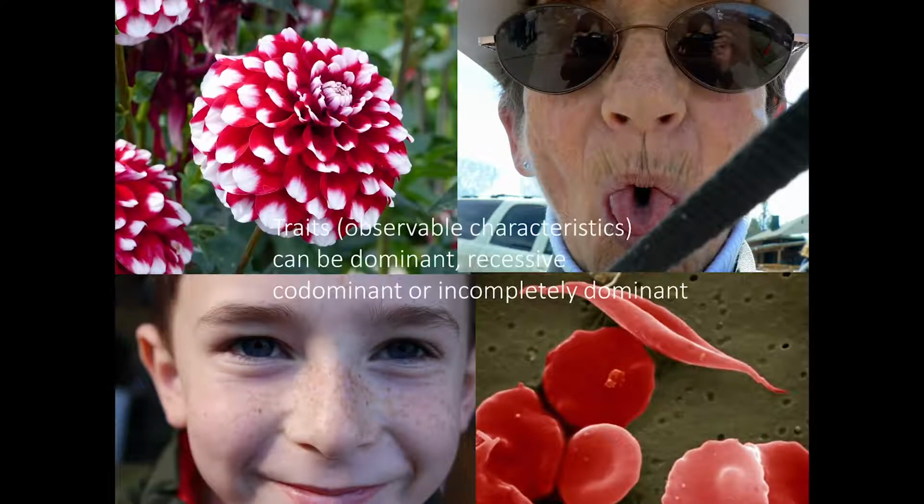In flowers, moving away from humans, there are flowers that are mixed colors. There's a dahlia that's red and white. That's an example of a trait that is called incompletely dominant or codominant sometimes, okay? And that, again, will give you a sense of how genetic traits can move around in different organisms.